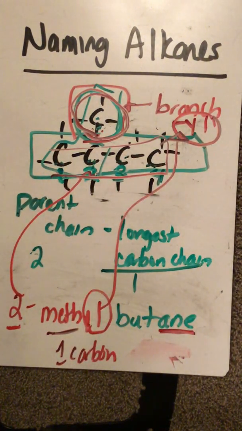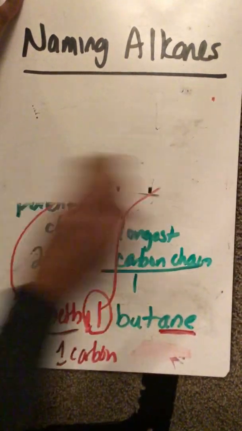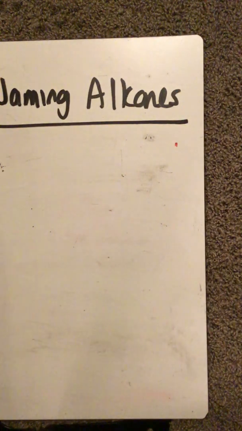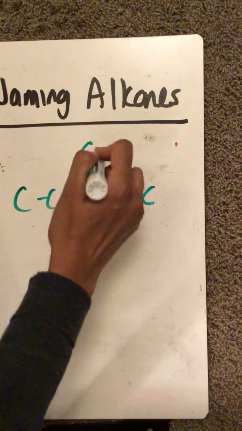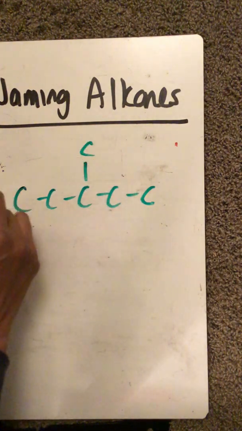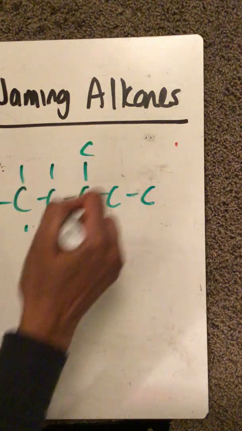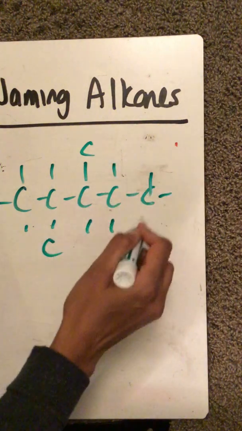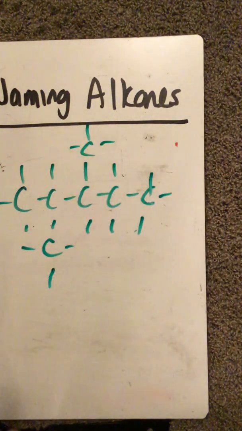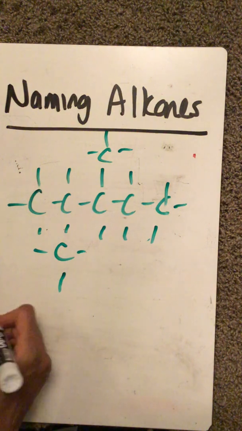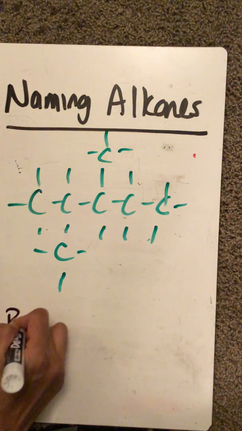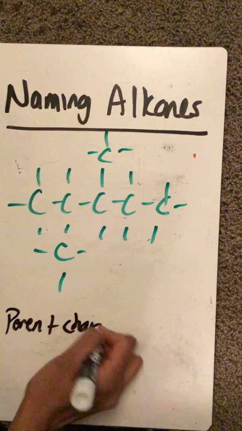Okay, we're going to do another one and make sure everybody gets this. Okay, so here I have another chain. Now if I take a look at this chain, I'm going to try to figure out what the longest parent chain is. So the rule is always try to figure out the parent chain first, okay? Parent chain first. So here we go.